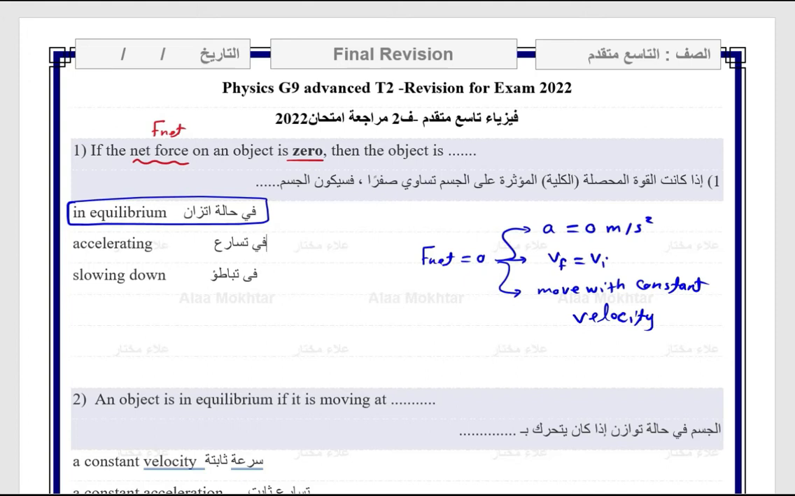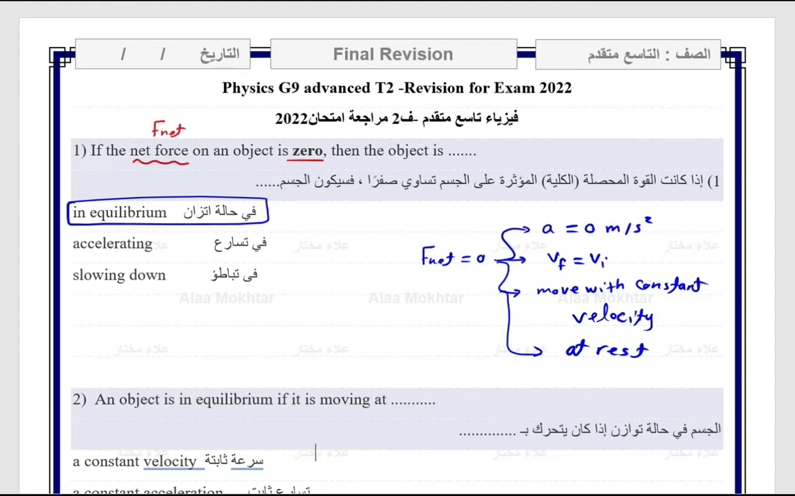And we can also say that maybe the object is at rest. What is the meaning of at rest? At rest means not moving. So F net equals 0, acceleration 0, V final equals V initial, the object moves with constant velocity, the object may be at rest, the object is in equilibrium. All of these mean the net force is 0.